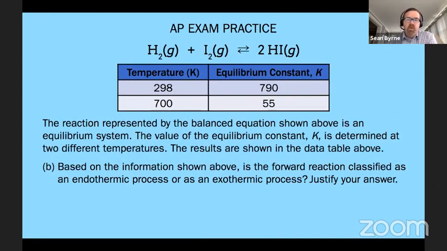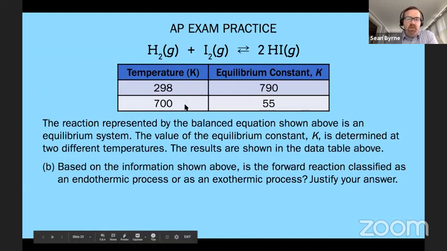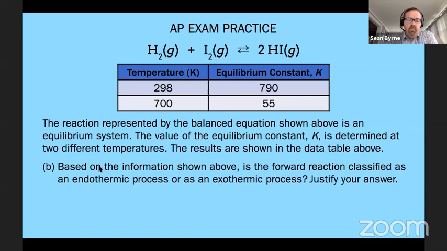The second problem that we were asked to consider from yesterday, again, looks at hydrogen iodide, but looks at the relationship between the temperature of this reaction and the equilibrium constant. We're asked to consider, is the forward reaction as written an endothermic process or an exothermic process, and to justify our answer.